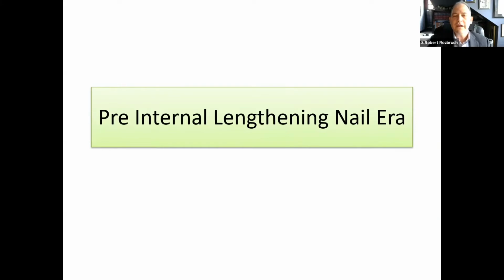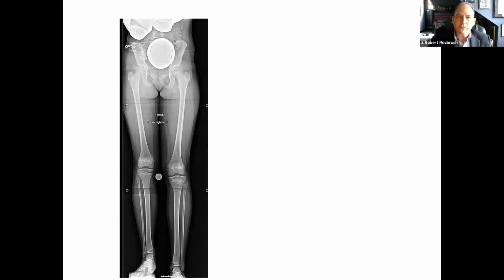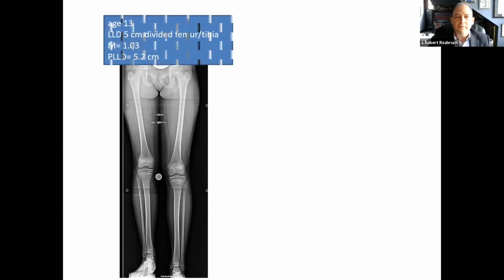In the pre-internal lengthening nail era, where we were using only external fixators, I might approach a patient in the following manner. This is a patient named Madeline who presented to me at the age of 13 with a leg length discrepancy of 5 centimeters that was divided evenly between the femur and the tibia. She's pretty much at the end of her growth. She has a predicted leg length discrepancy of 5.2 centimeters.